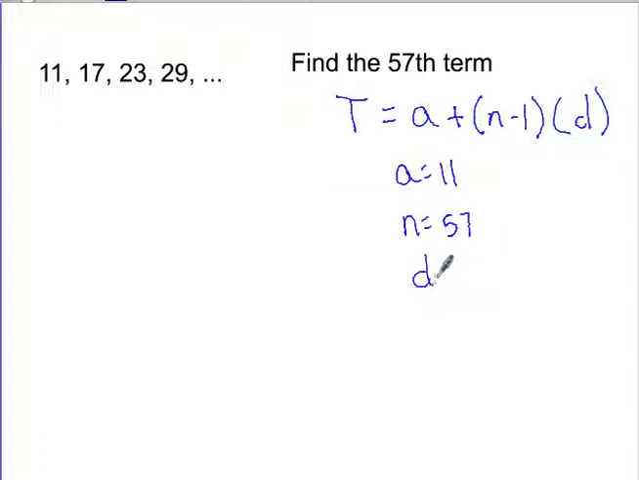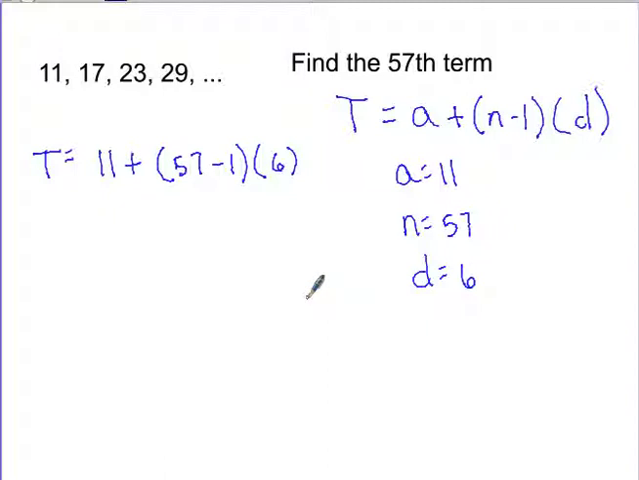And what is d? 6. What do you do to get from one term to the next? 11 plus 6 is 17. 17 plus 6 is 23. So D is 6. Now here's how the formula works. T equals, just substitution is all we're doing now. A is 11. So it's 11 plus n, which is 57, minus 1 times 6, which is D.